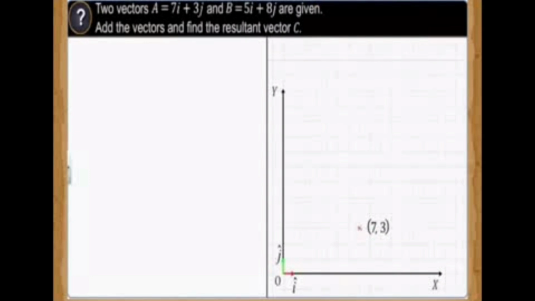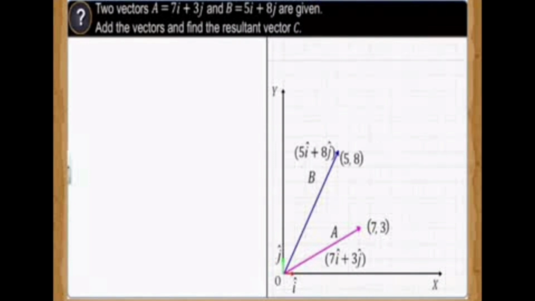At the same time, the b vector, that is 5i plus 8j: x-axis 5, y-axis 8. You can mark another point, and that is the b vector. The a vector is a line joined from O to that point. The same thing you can do for the b vector also, 5i plus 8j. You can draw the straight line. That point is called 5, 8. That is b. Now we have to add the two vectors.